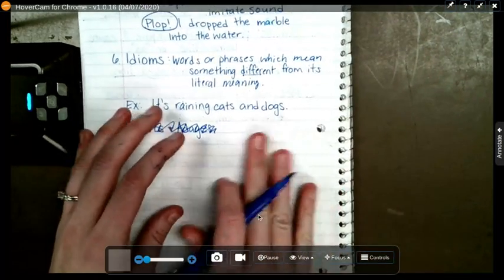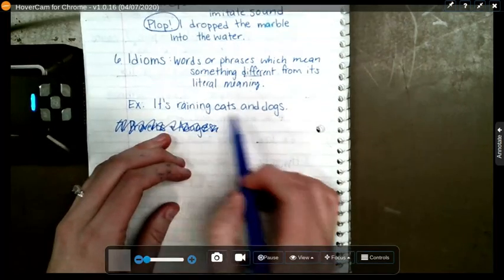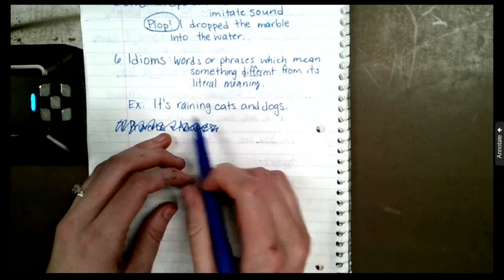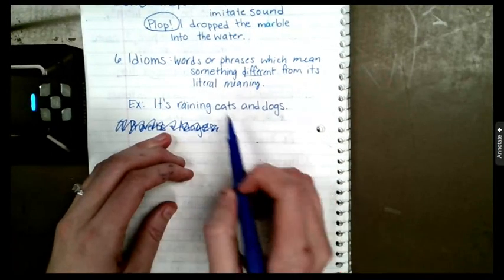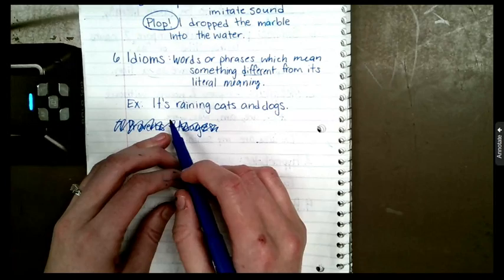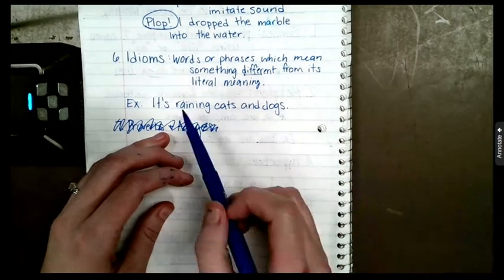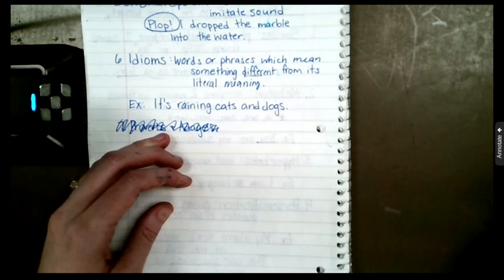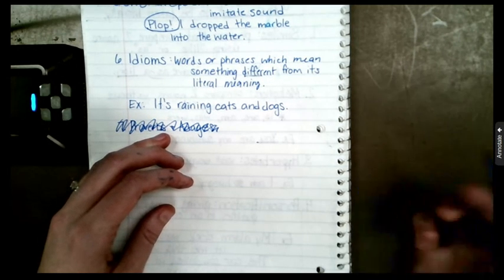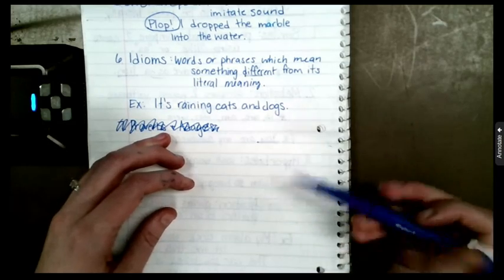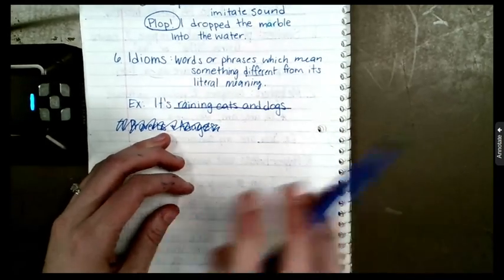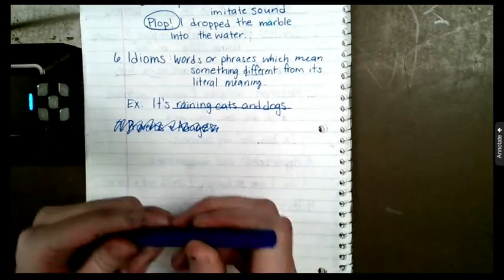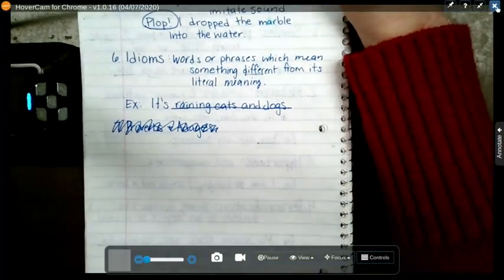Sorry about that, guys. If it's raining cats and dogs, that literally means that cats and dogs are falling out of the sky. This is not a simile either. This isn't a metaphor. It's not saying the sky is something else. It's saying it's raining cats and dogs, which if you heard that from the outside and you hadn't heard that before, would be really, really confusing. That is an example of an idiom. So go ahead, pause the video if you need to, and write that down.